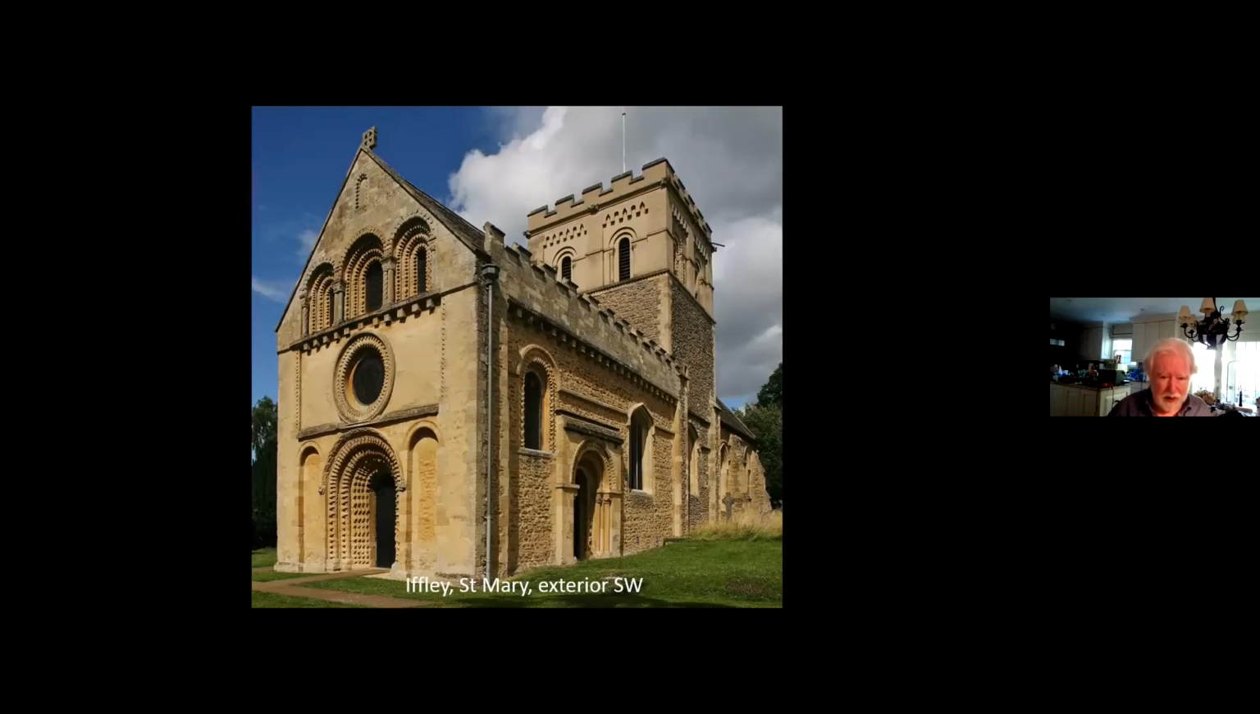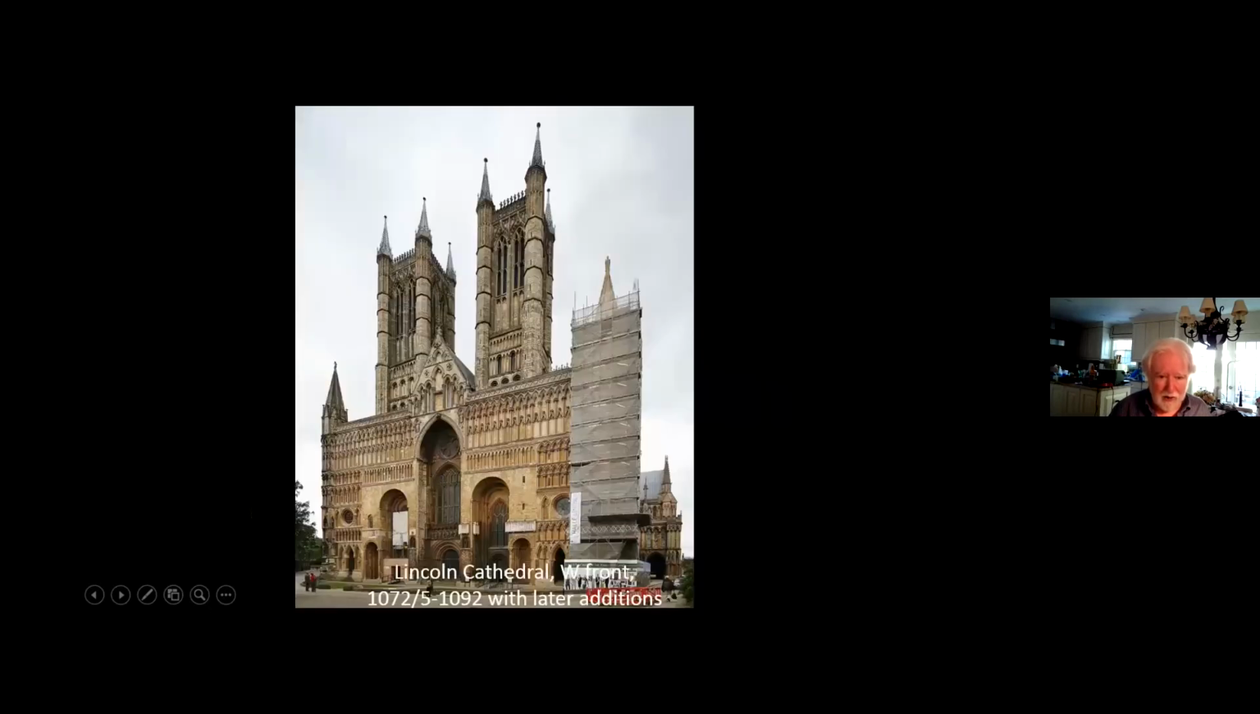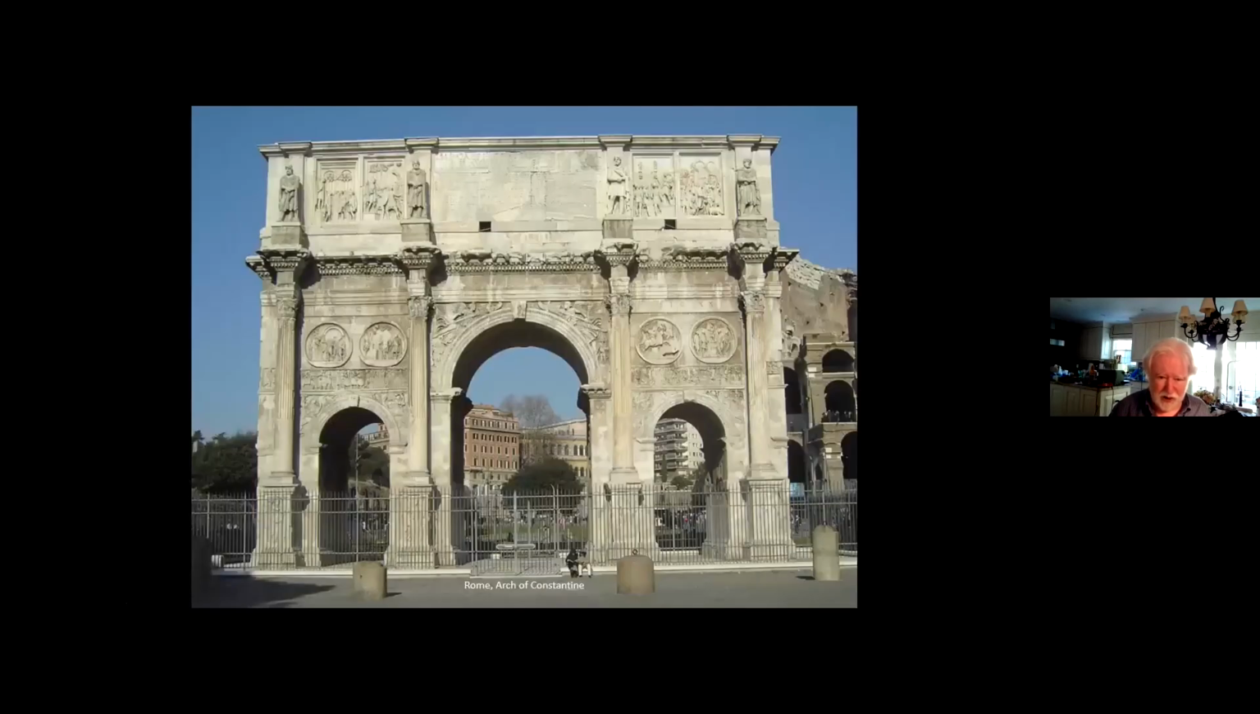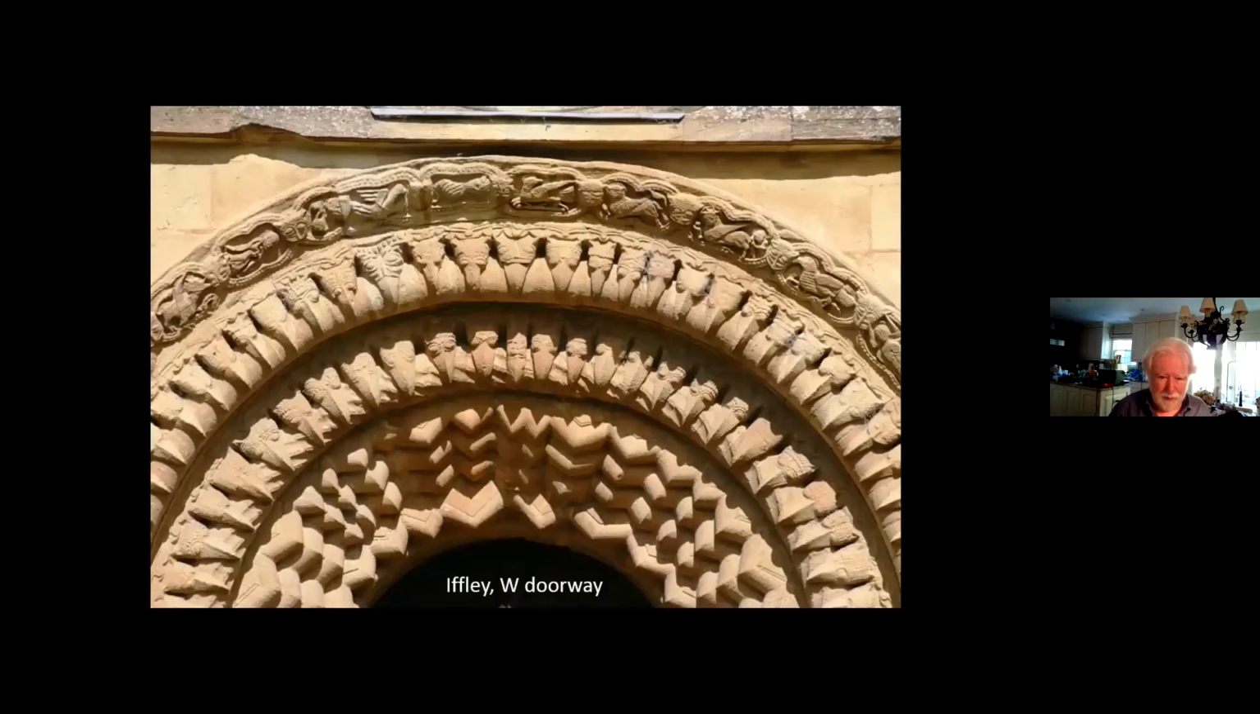Southwest of Iffley again, which forms in a way a bit of a transition, because that is another interpretation of a triumphal arch, something like the Arch of Constantine. And there it has been specifically suggested that the triple arch arrangement that we have on the west front of Lincoln Cathedral was modeled directly on the Arch of Constantine, and there it is for you.